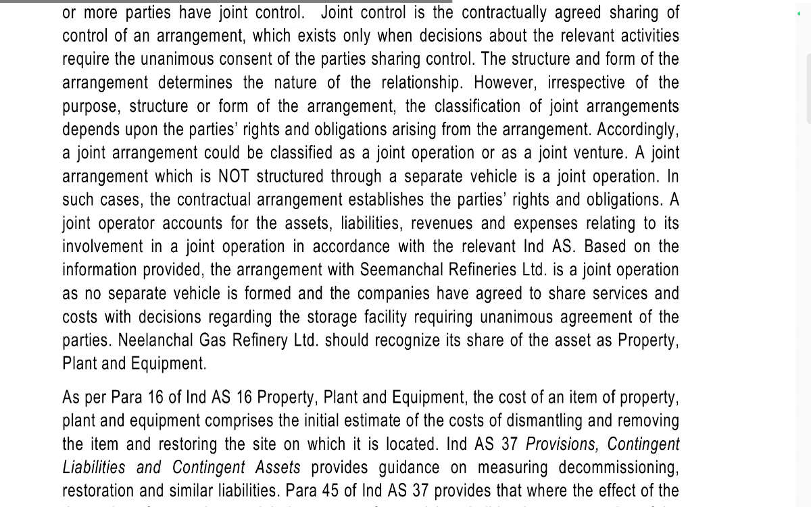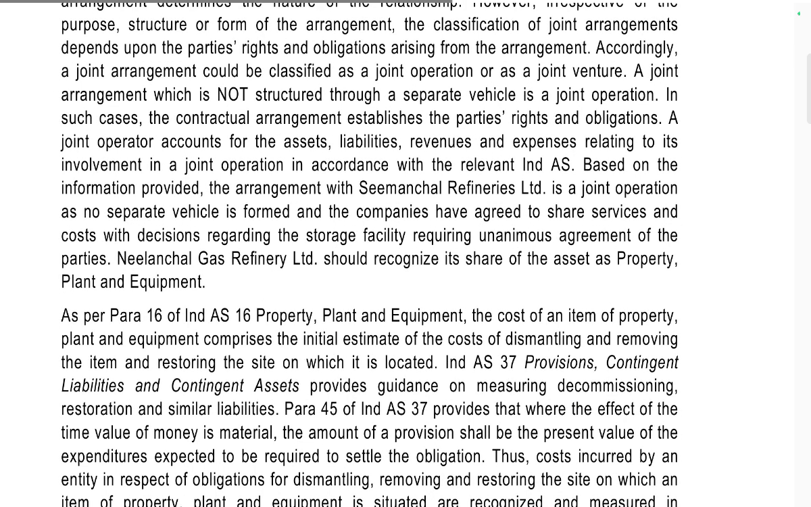In this case, a contractual arrangement establishes the parties' rights and obligations. A joint operator accounts for assets and liabilities, revenues and expenses relating to its involvement in the joint operation in accordance with the relevant Ind ASs. Based upon the information provided, the arrangement with Seamanchal Refineries Limited is a joint operation, as no separate vehicle is formed. The companies have agreed to share services and costs, and decisions regarding the storage facility require unanimous agreement.